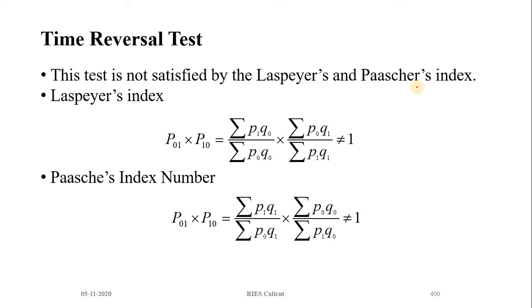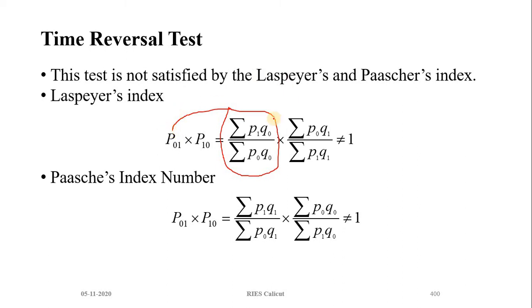What is the equation of the Laspeyres index number? Sigma P1 Q0 divided by sigma P0 Q0. In an ordinary index number, the numerator is the current price and the denominator is the base year price, so it is sigma P1 divided by sigma P0. Then we add the weight. In Laspeyres, Q0 is the weight, so P1 Q0, P0 Q0. This is what is called P01.